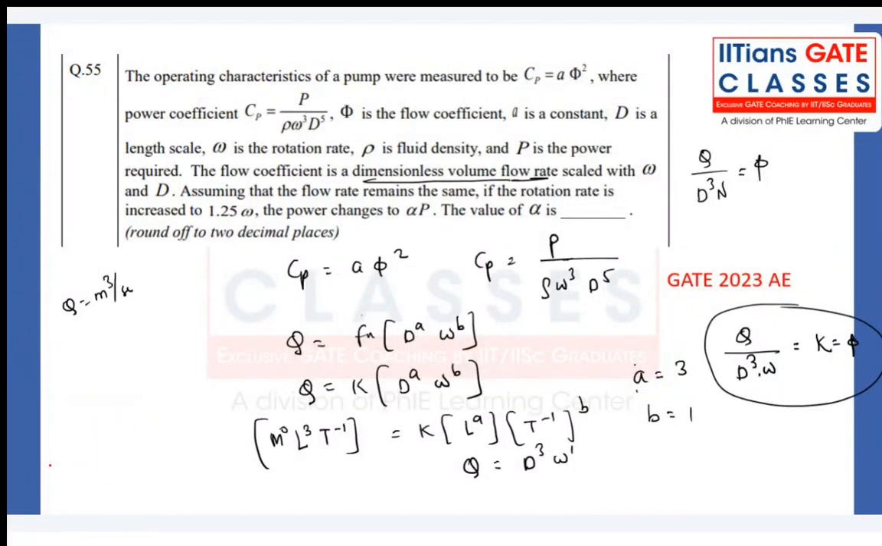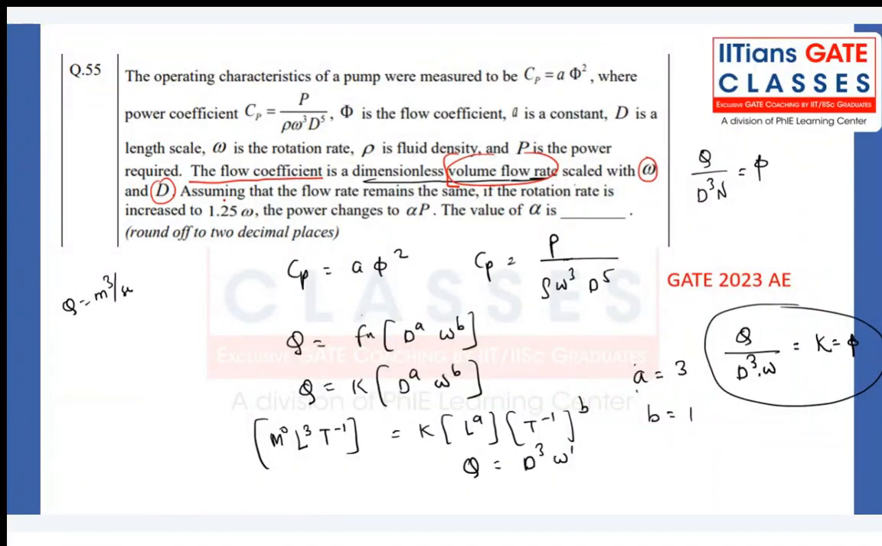So with the help of dimensional analysis, we should be getting the dimensionless term. Indirectly, we were putting the dimensionless term first. That is a blunder. They have given the hint also: flow coefficient is dimensionless. Volume flow rate is scaled with omega and D. So we have to denote it like this. That's a very good question they have framed.